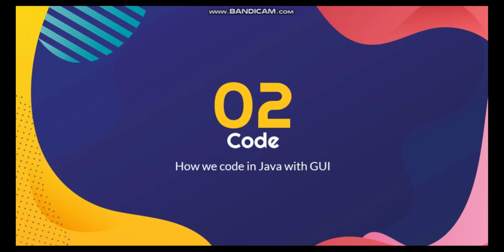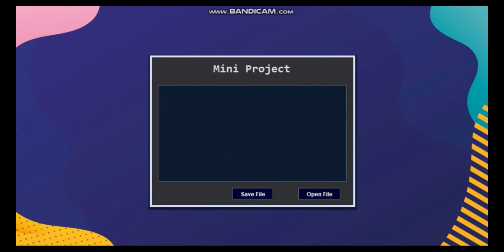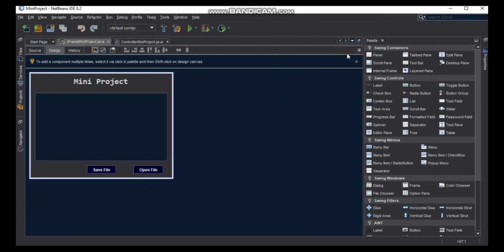And next, the code. How we code in Java with GUI. And this is the mockup of the GUI. We create two Java files, the first JFrame and the second controller mini project. And then we take a look at JFrame first. We can see this is the frame that will appear when we run the project, like this.